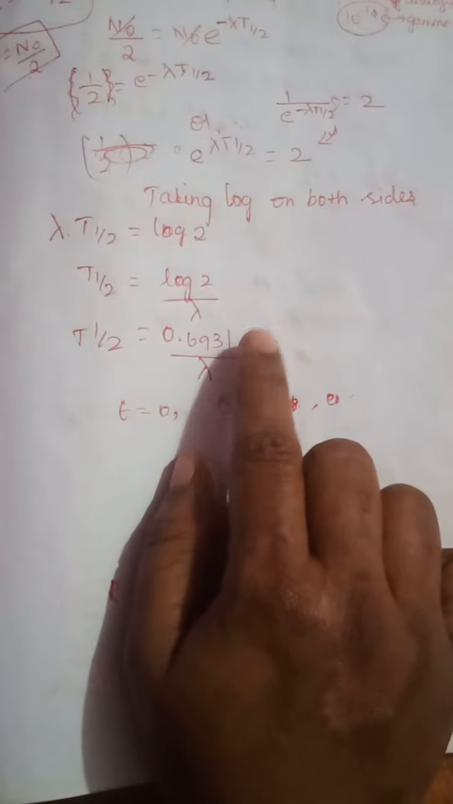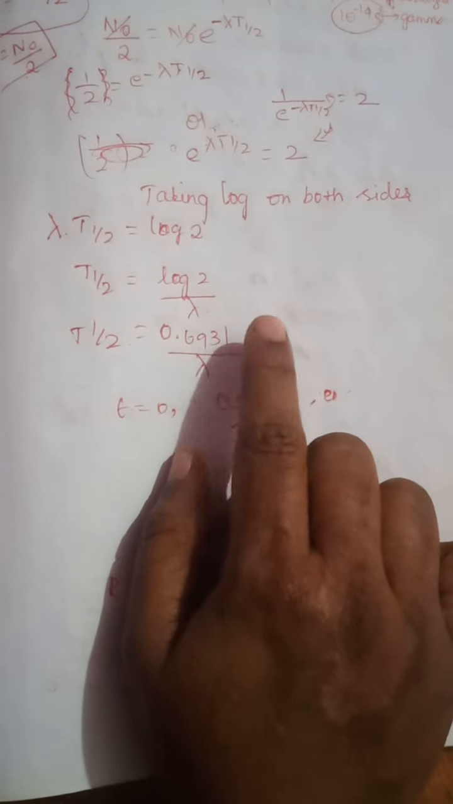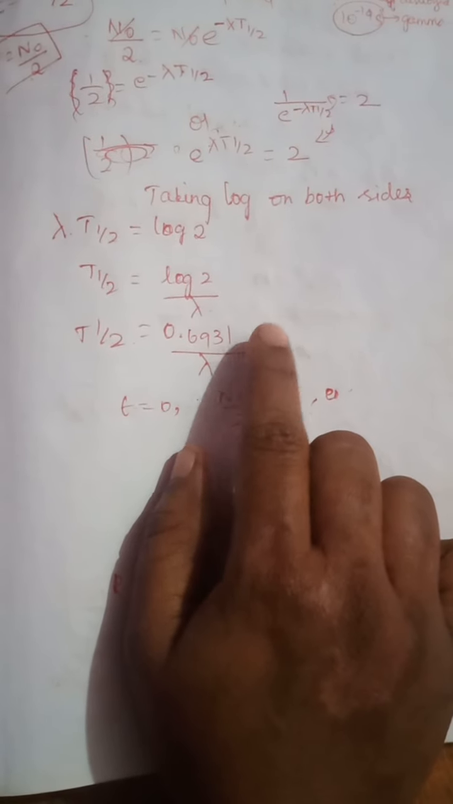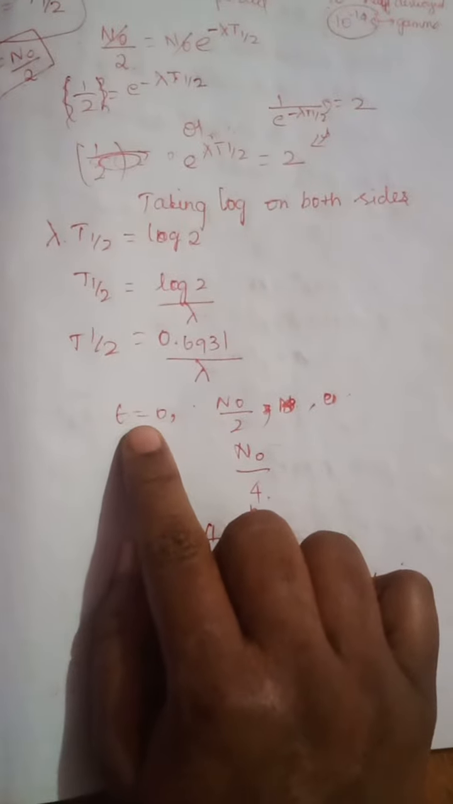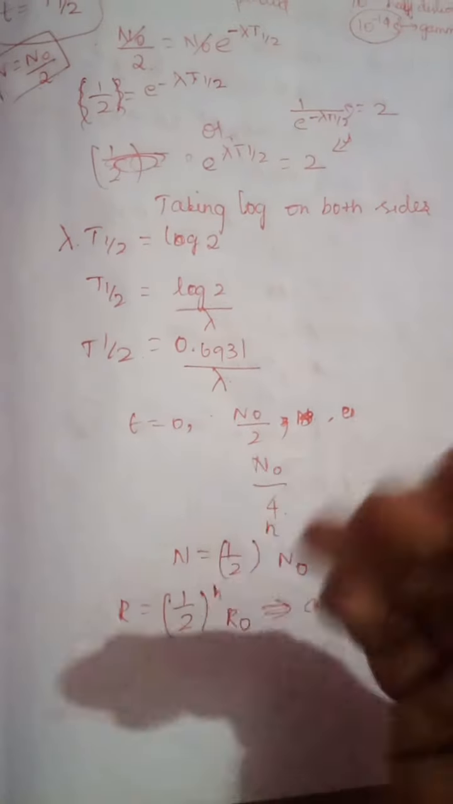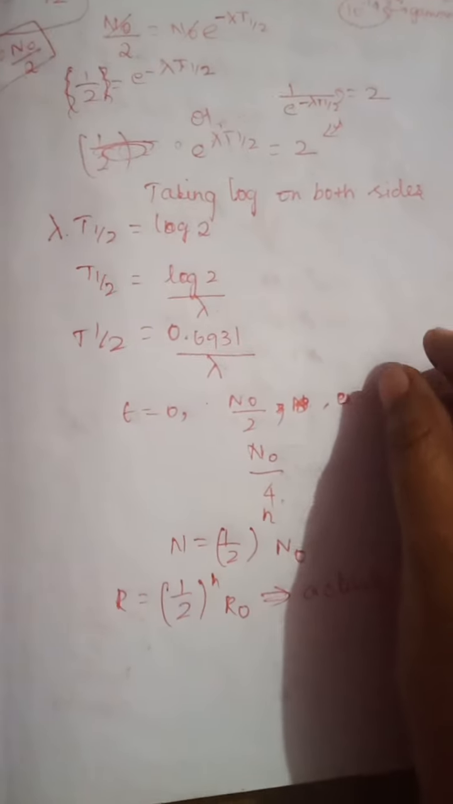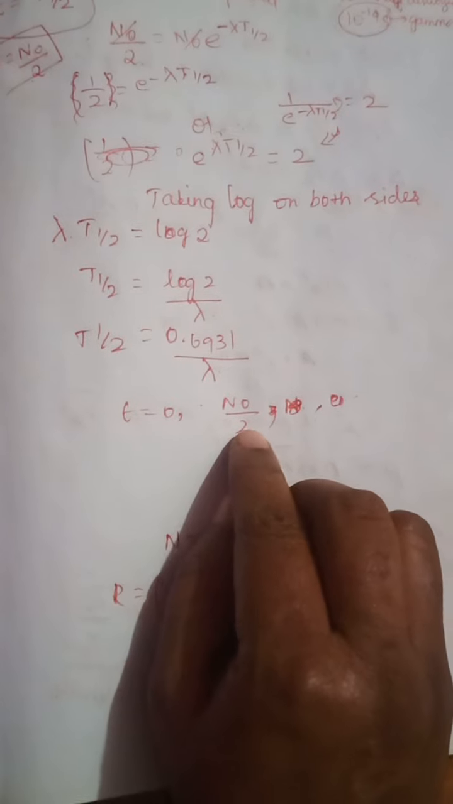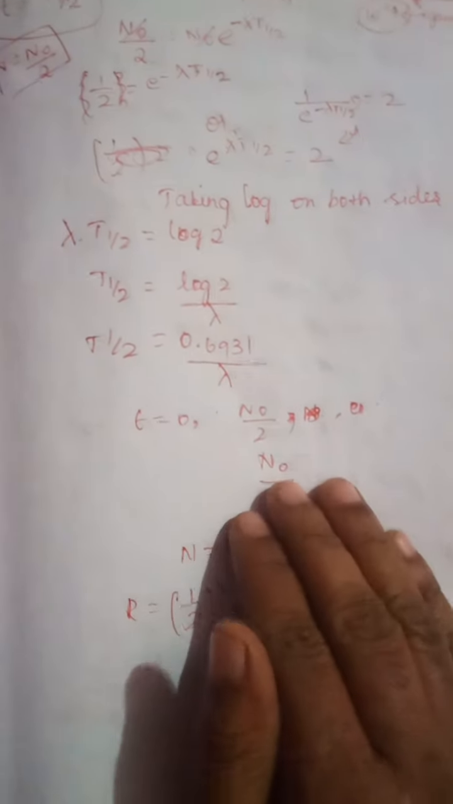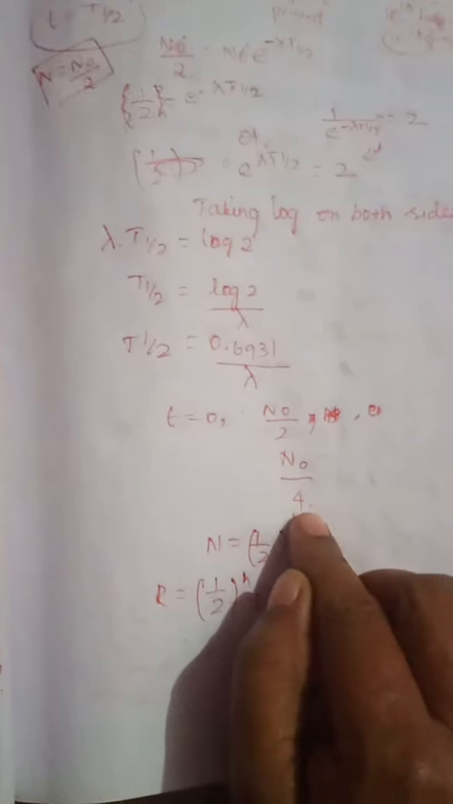So it's a very important value. You have to memorize this value, because the value of log 2 is 0.6931. Now at t equal to 0, we have N0. After some time, for a particular time, it divides into N0 by 2. After some more hours, it divides into 4, then 6.